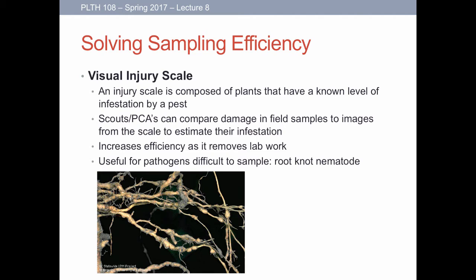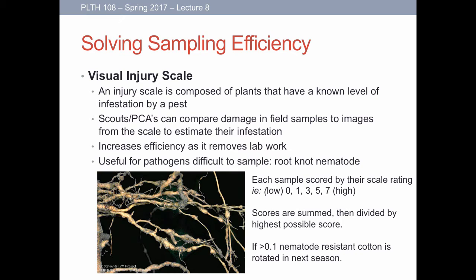And because you remove the lab work for searching for pathogens or nematodes and the like, you save yourself time and effort. So a really common example of this is the nematodes I talked about. With the root knot nematode, what you would do is pull up a certain number of plants. You would take them back to the lab, or you just sit out there because the root knots can be relatively large. You just count the number of knots you find.